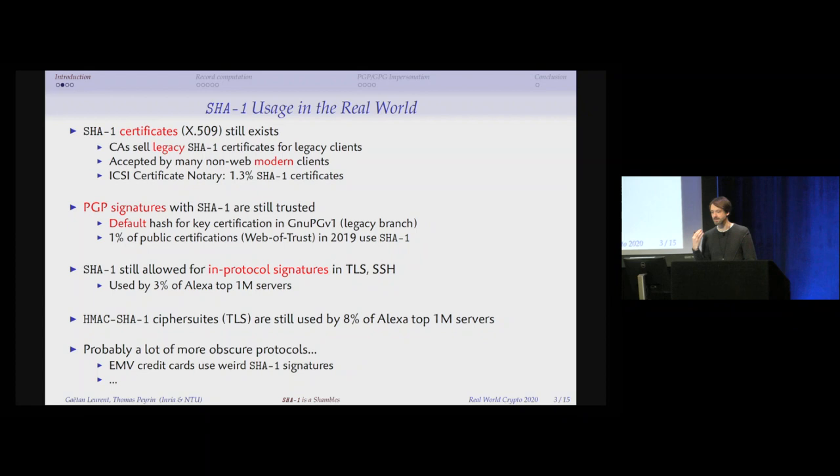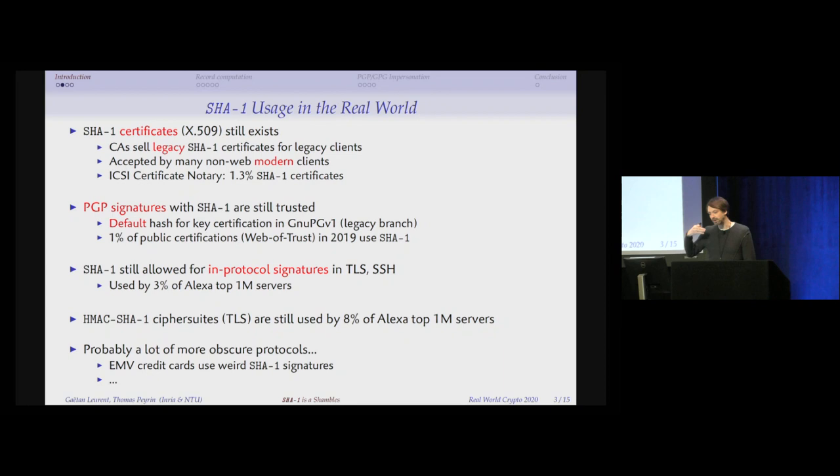If you look at X.509 certificates, for instance, it's still possible to buy a SHA-1 certificate for legacy reasons, and it will actually be accepted by many modern clients if you go outside of web browsers. In fact, if you look at the ICSI certificate notary, they see around 1% of SHA-1 certificates, so apparently it still exists. If you look at PGP, you can also use SHA-1 signatures. And actually, if you take the legacy branch of GnuPG, the default hash function to sign a key is SHA-1.